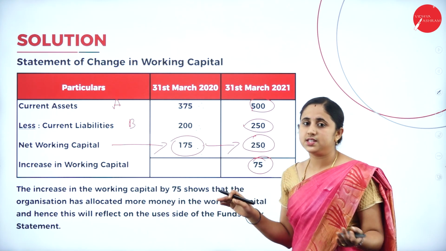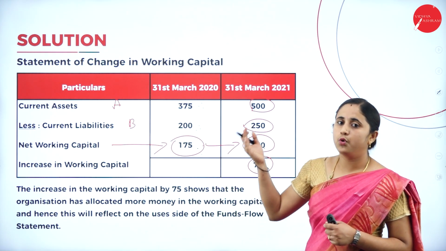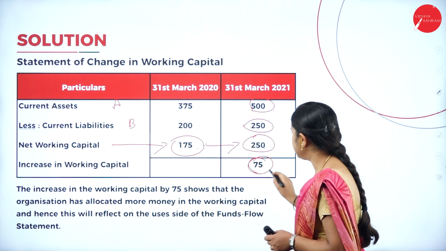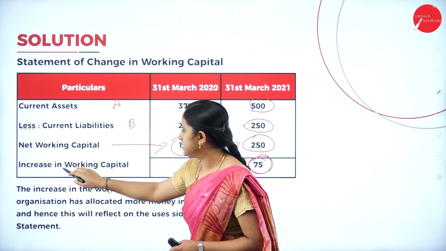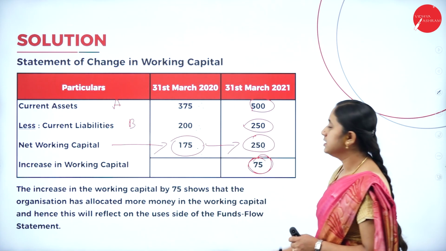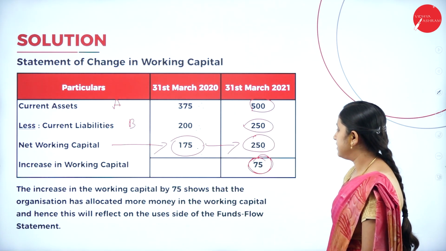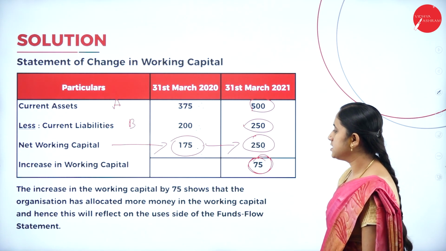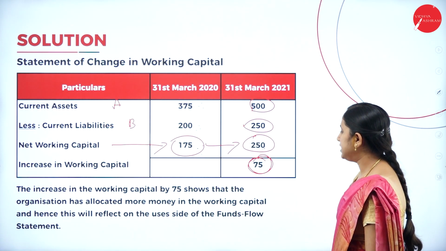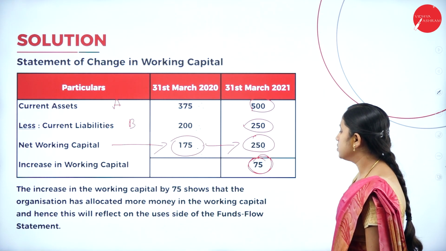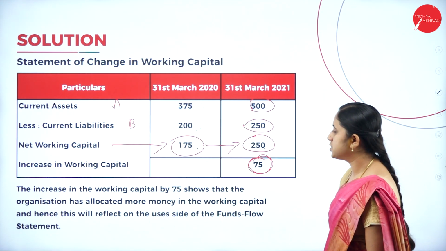From the previous year, the current year is more, so net working capital is increased. The increase in working capital is 75. The increase in working capital by 75 shows that the organization has allocated more money in the working capital, and hence it will reflect on the uses side of the fund flow statement.